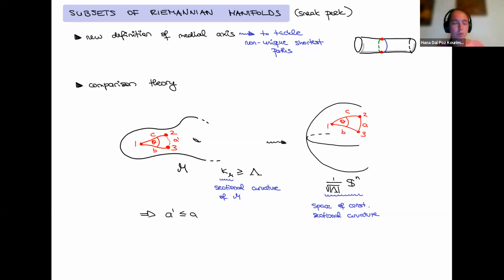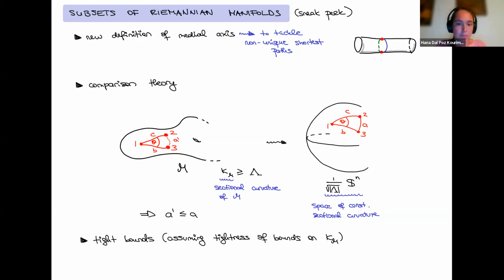And yeah, with these lower bounds, you can actually translate the results back, and we get the same results. So we have subsets of Riemannian manifolds. We also have submanifolds of Riemannian manifolds, and for both of these cases, we have tight bounds, assuming that the bounds on the sectional curvature are also tight. So somewhat one would say we have tight bounds in the spaces of constant curvature, and then you can use the comparison theory to get the rest.